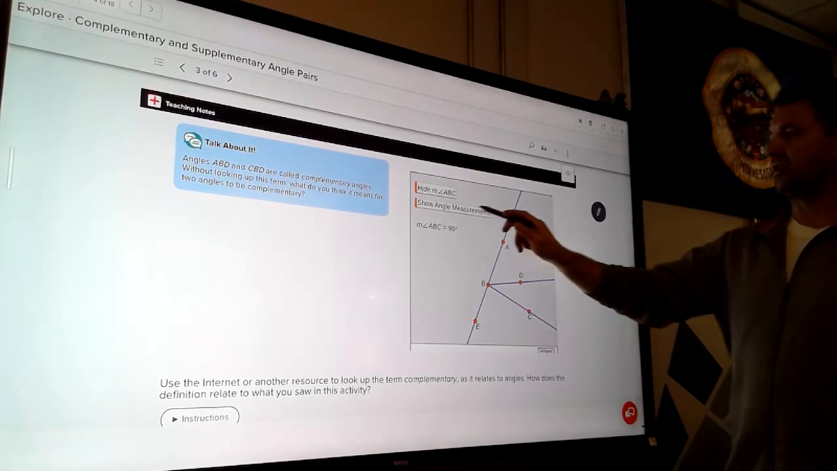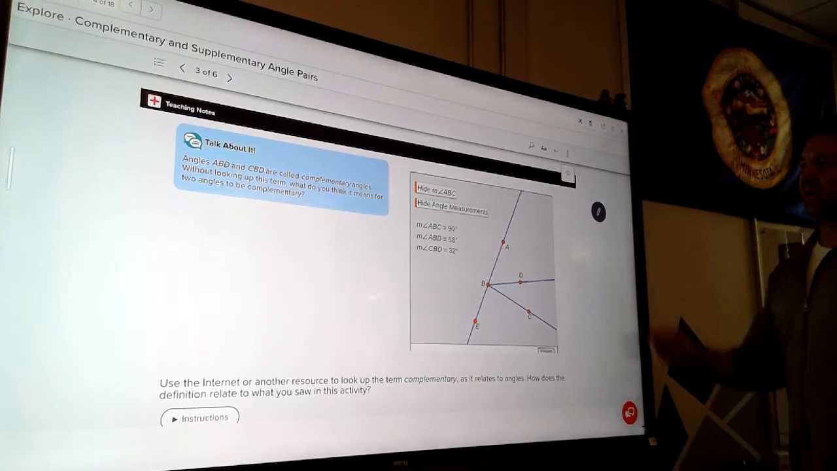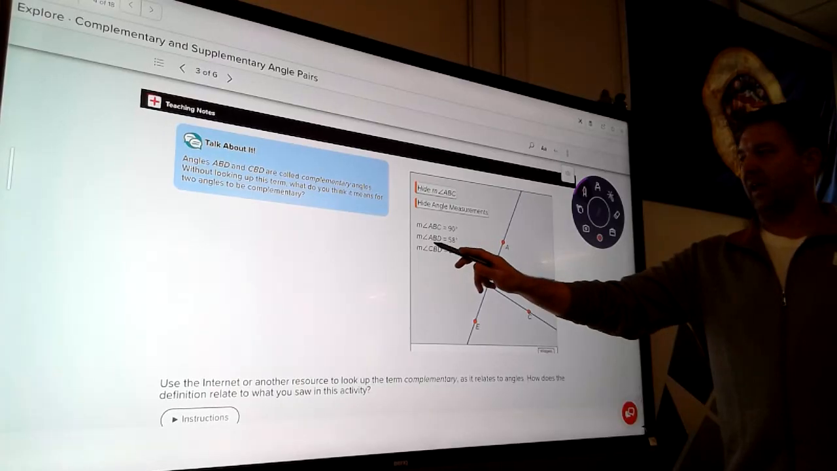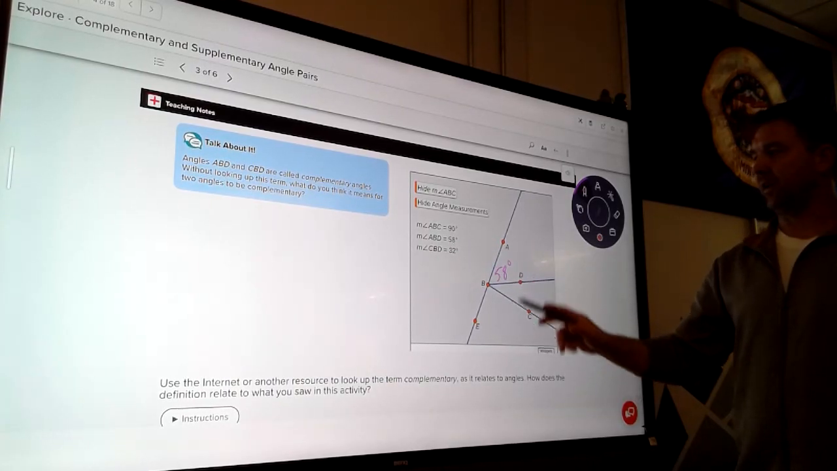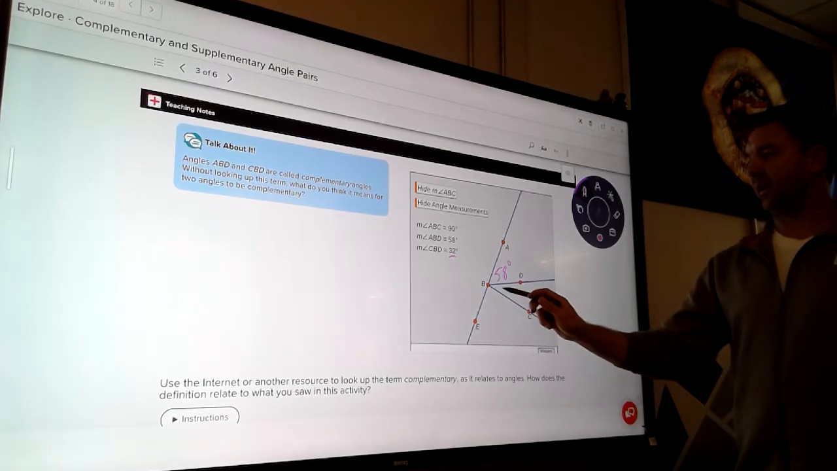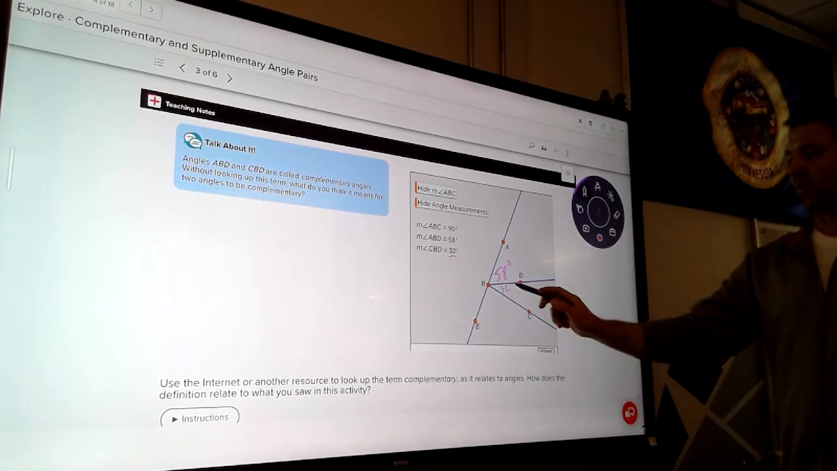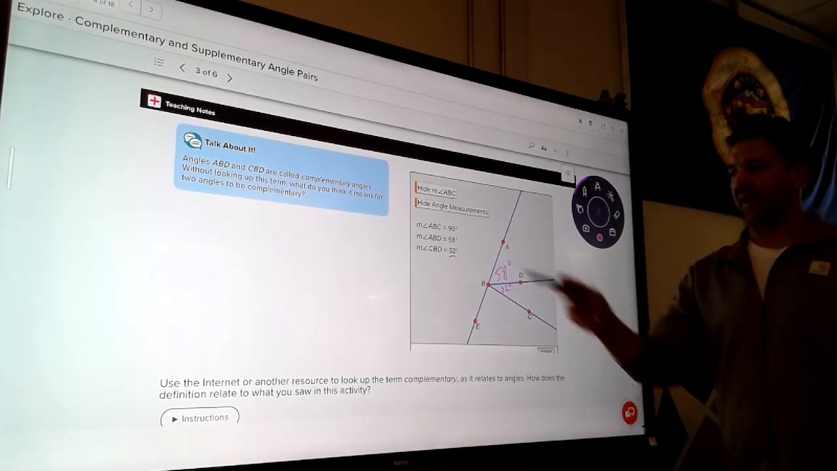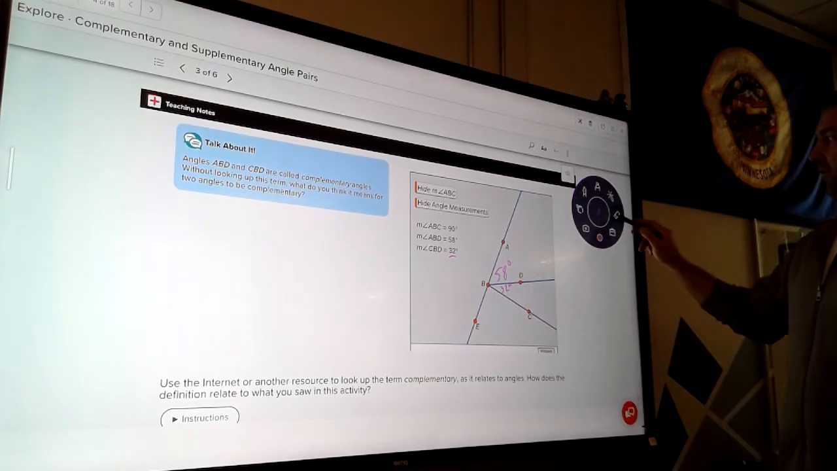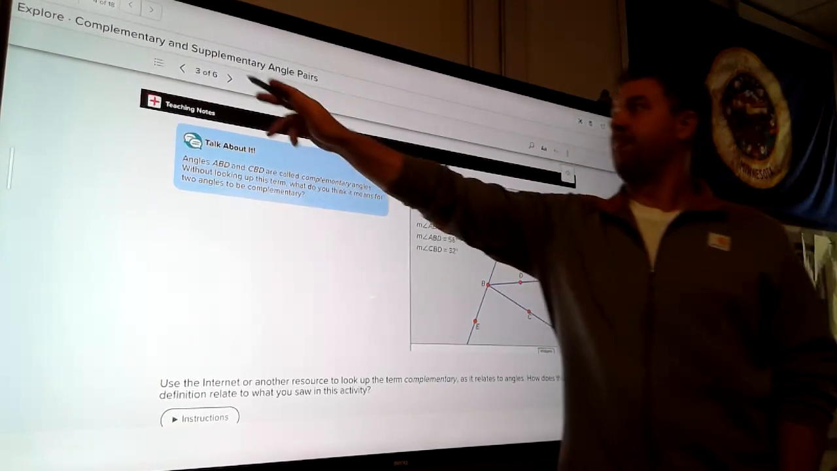Now, if we want to see the measurements, they could put it in there that if they say ABD is 58, that means this would be 58 degrees, and they're going to tell me that this one is 32. So I could also prove it by the math, saying that 58 plus 32 is equal to 90. Just means they're complementary. One of our vocab words today, complementary.